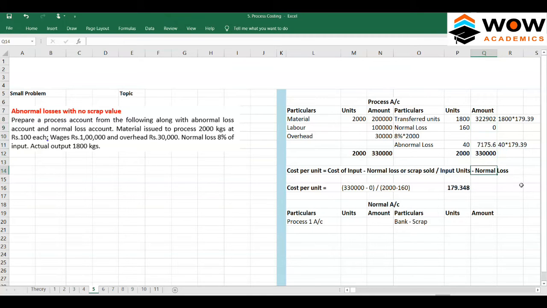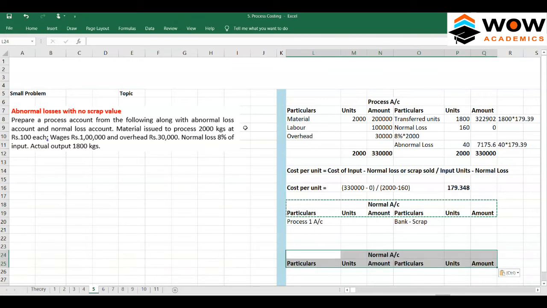But we still have a little more working, because the question asks us to also create an abnormal loss account and a normal loss account. So first we'll create the normal loss account. We'll also work out the abnormal loss account. So we'll start.